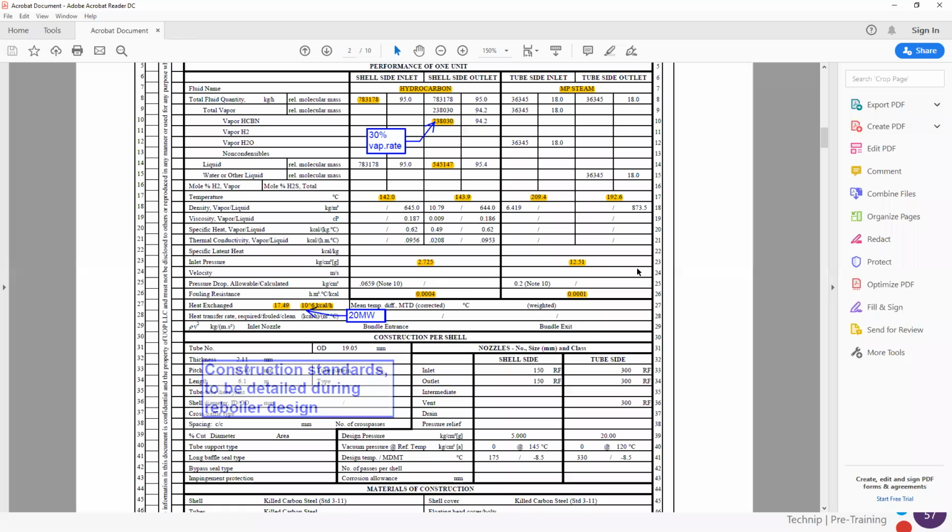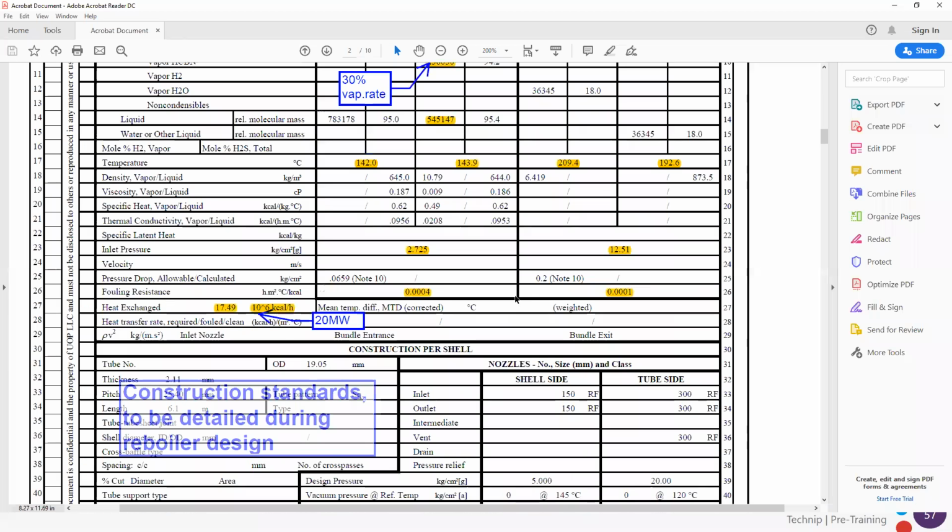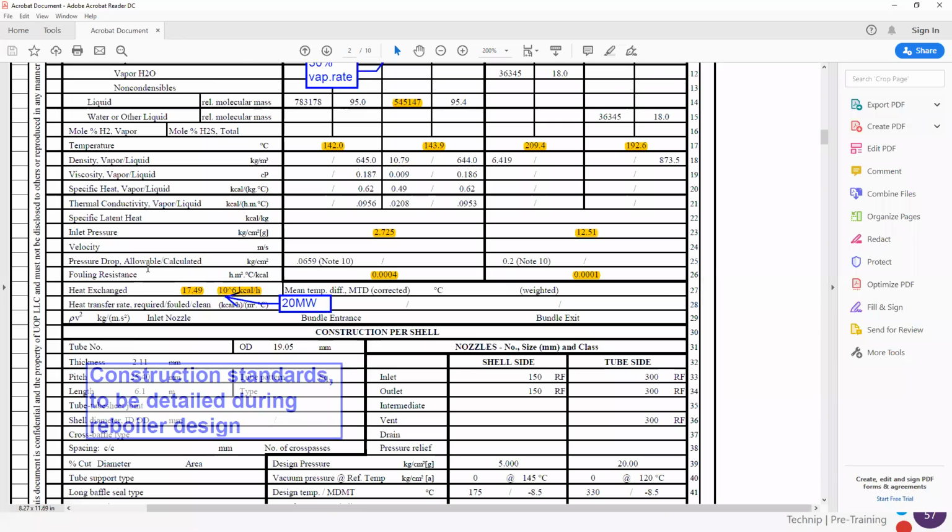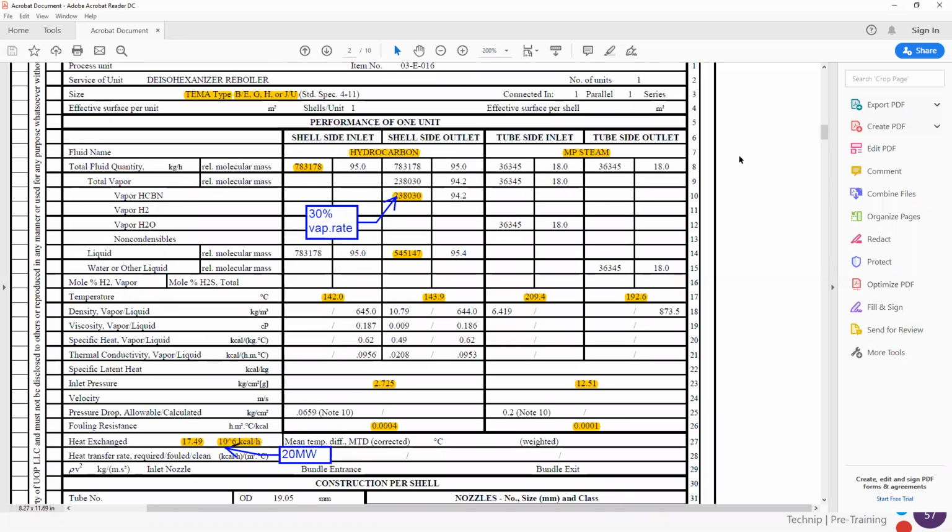And what else do we have of information? We have to take a look also at the fouling resistance. We see that on the shell side, the fluid is very fouling. So we will want a design that allows us to clean the shell side easily.